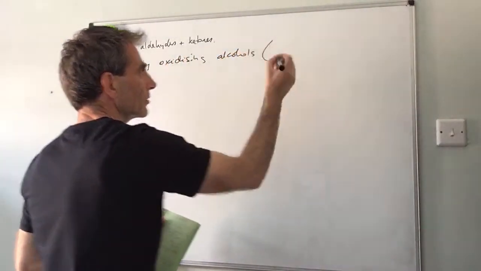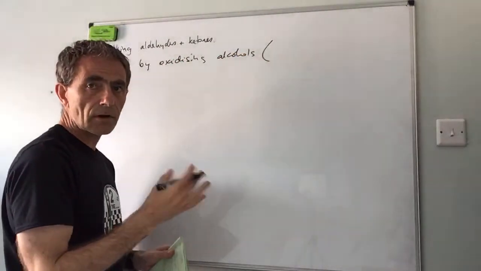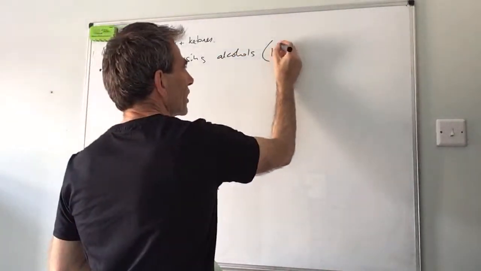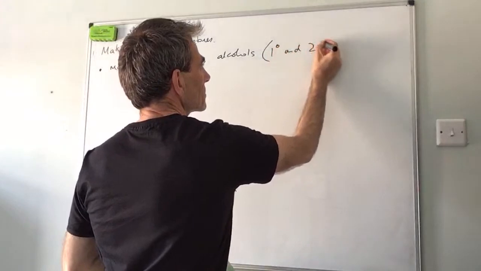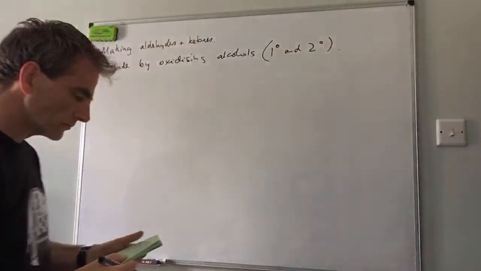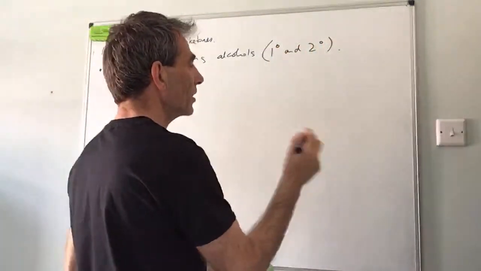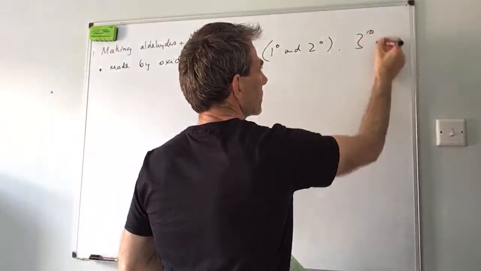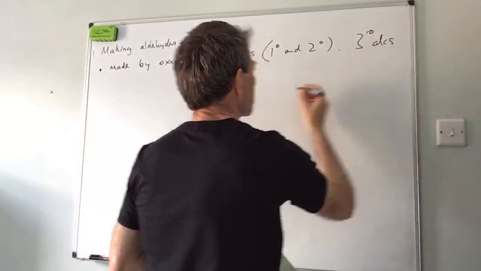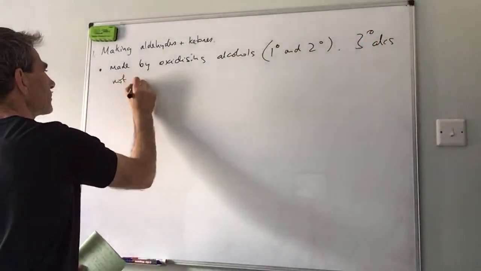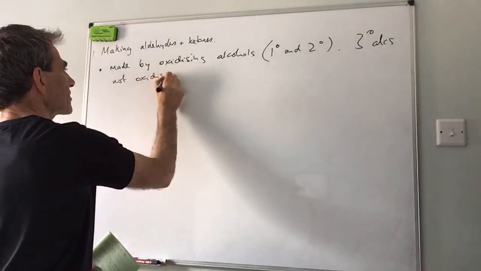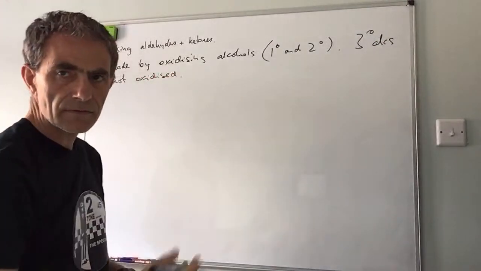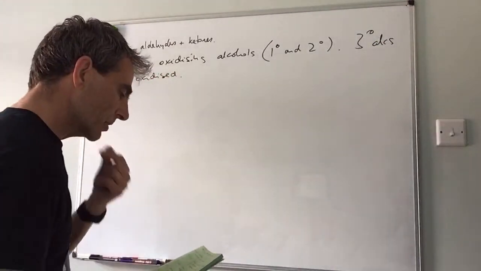The only two types of alcohols that are oxidizable are primary and secondary. Tertiary alcohols aren't oxidized. So I'll just say tertiary alcohols, not oxidized. I'll explain why when we get to the end of this part of the session.